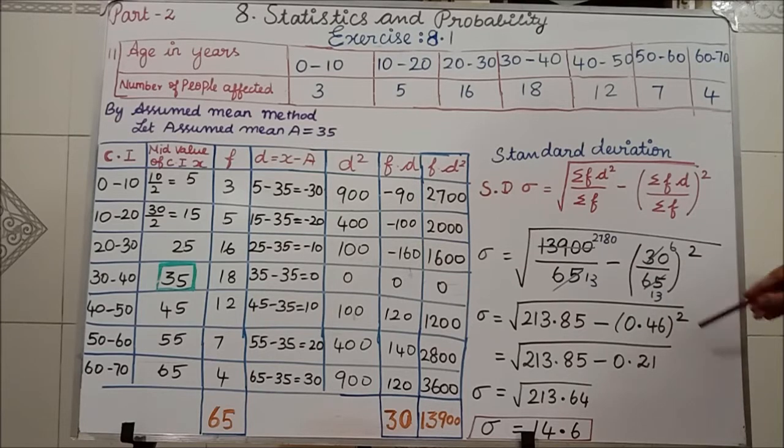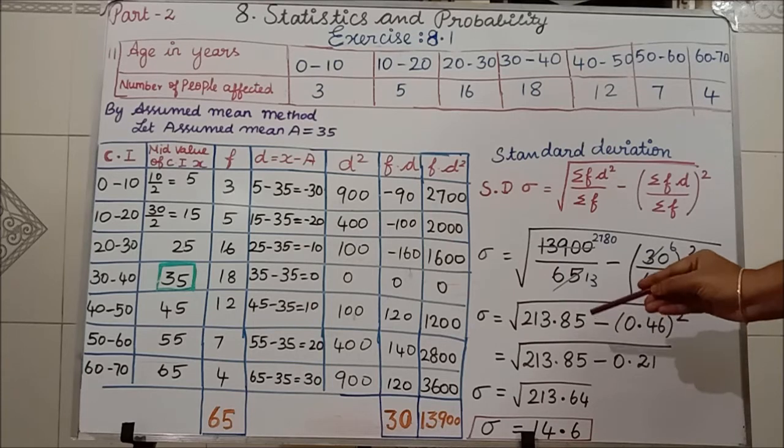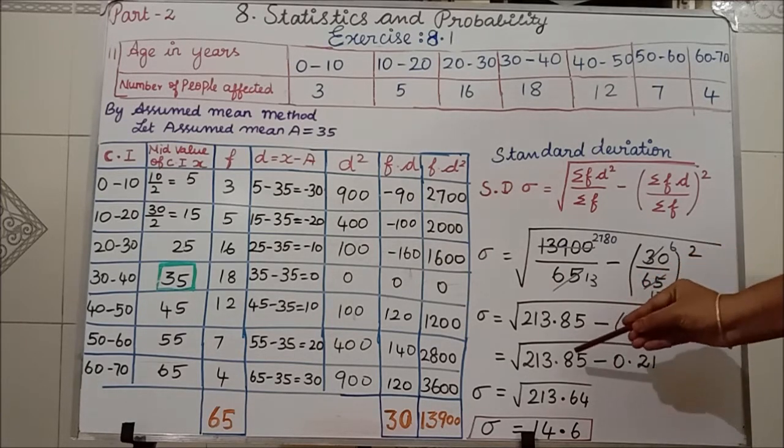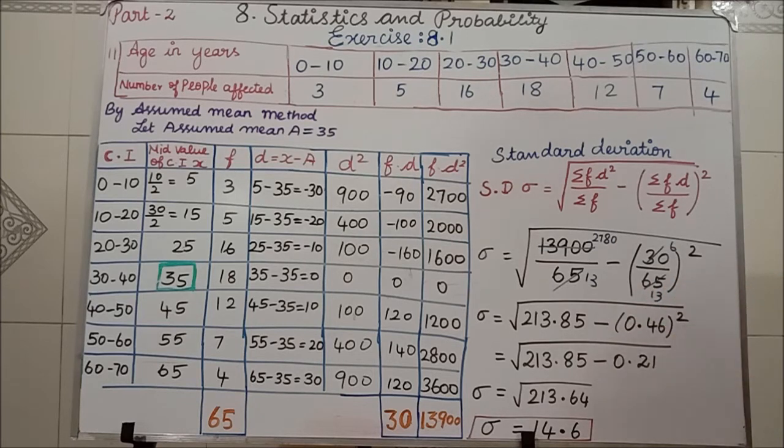This whole square I have written here. So 213.85 minus 0.46 into 0.46, we are getting 0.2116. In round off I am writing 0.21. Clear? So if you subtract this, we are getting 213.64. Clear? After taking the square root, 14.6 is the answer. Clear? That is our standard deviation.